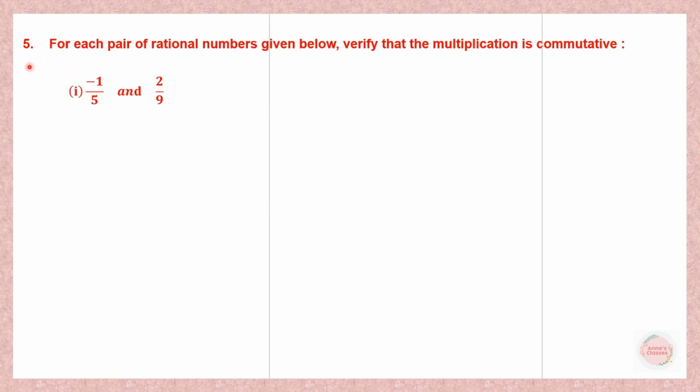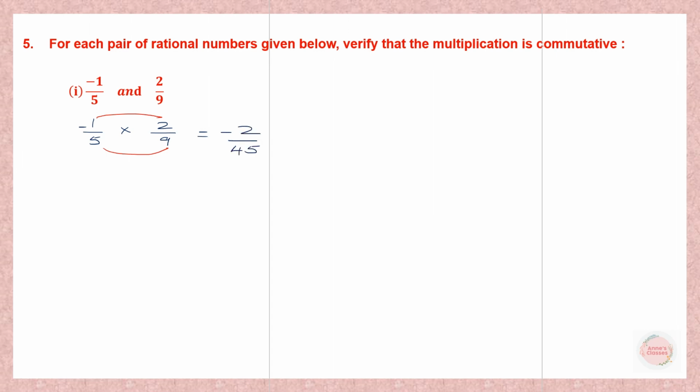Okay, so this is the commutative property of multiplication, which we are going to use in the next question. So question 5 says, for each pair of rational numbers given below, verify that the multiplication is commutative. Okay, so we're going to verify this, that is, first we'll multiply in the same order, then we'll change the order and multiply and see if the answers are the same. So here we have minus 1 by 5 into 2 by 9. We just have to multiply the numerators and the denominators. So minus 1 into 2 and 5 into 9. So minus 1 into 2 is minus 2 and 5 nines are 45.